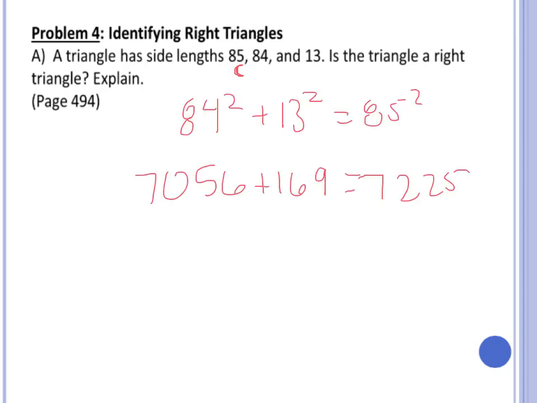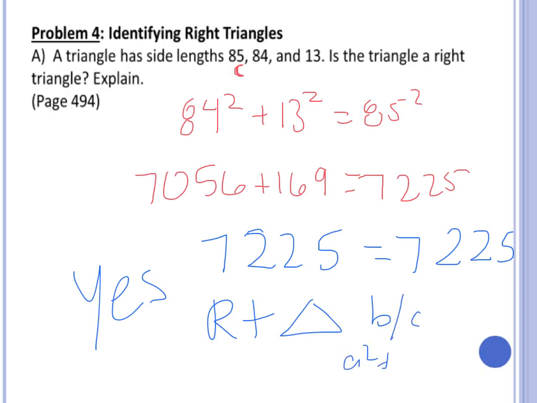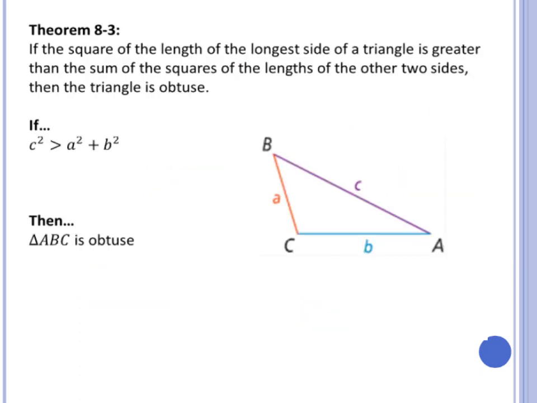First thing you do is set up a squared plus b squared equals c squared, and then you actually square the numbers. So now I'm going to have to combine 7,056 with 160. And I get 7,225, which was what 85 squared is. So this is a Pythagorean triple, so yes, this is going to be a right triangle because a squared plus b squared equals c squared.